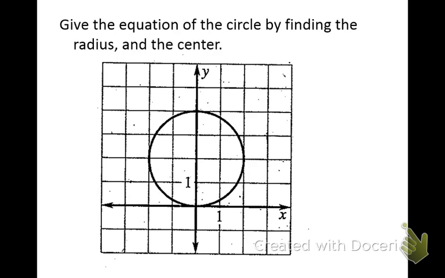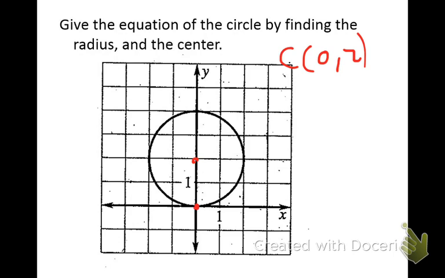Okay, give the equation of the circle by finding the radius and the center. All right. So, what would be the coordinates of the center of this circle? Coordinates of the center. This is the origin right here. What would be the coordinates of the center, this point? 0, 2. Yeah, 0 over, 2 up. So, we have the center is (0, 2). What would the radius be? You can just count the squares.